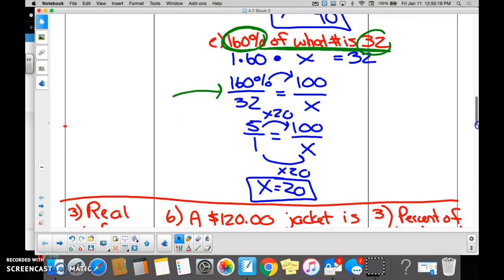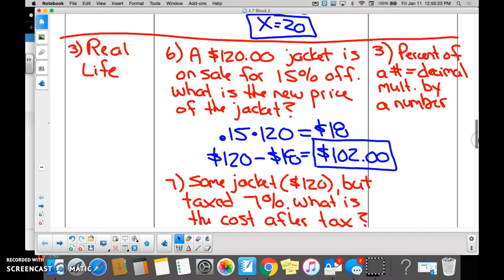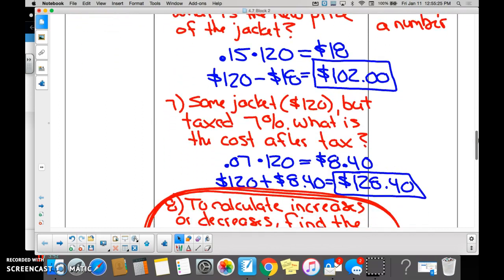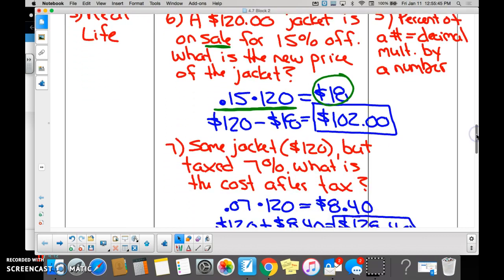We did percent increases and decreases on actual real life stuff. My jacket costs 120 bucks. It's on sale for 15% off. Here's your number sentence. 15% of what? 120. Is what? $18. Are we done? No. Because it's a sale, we need to do what? Subtract.